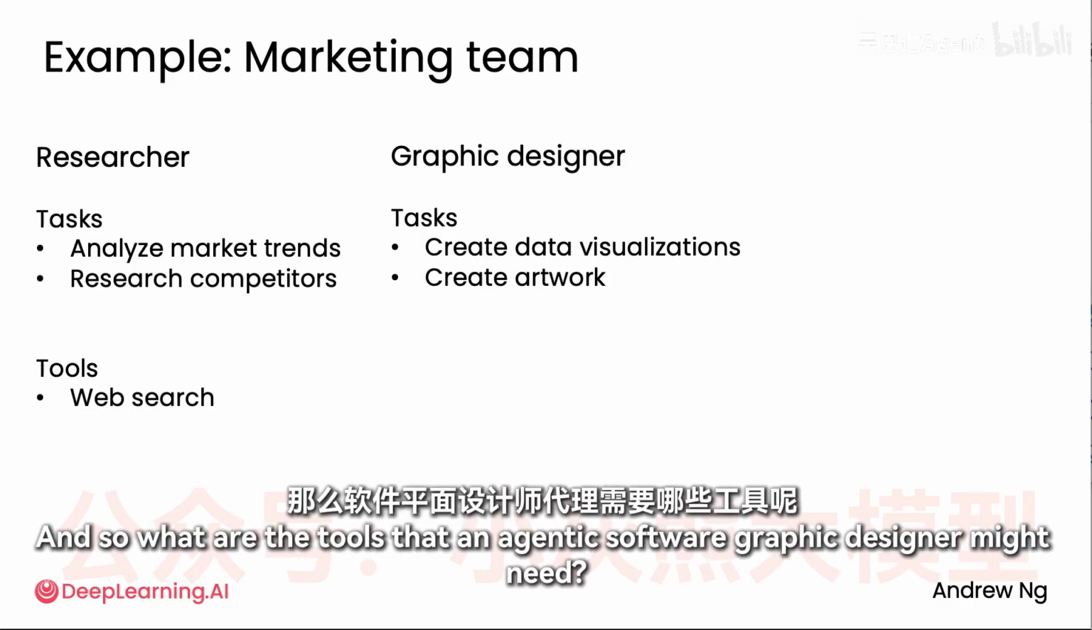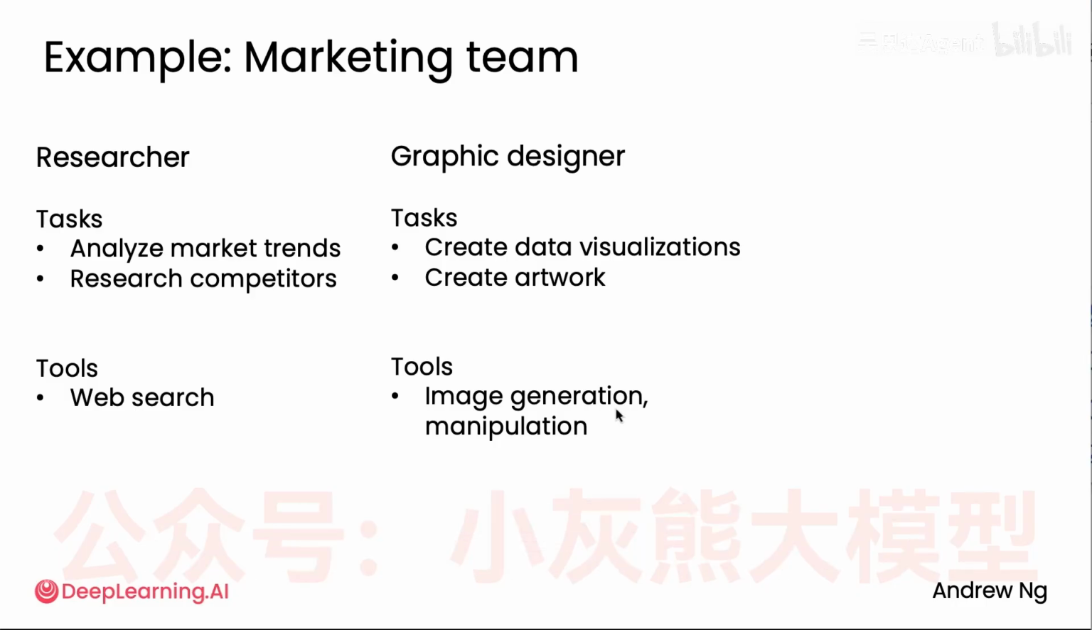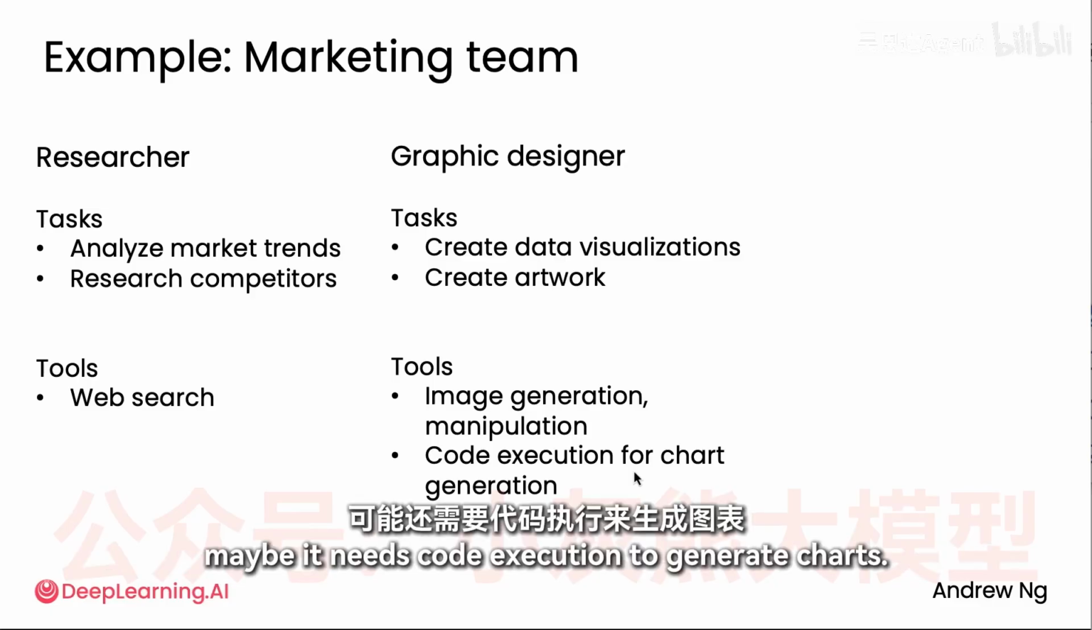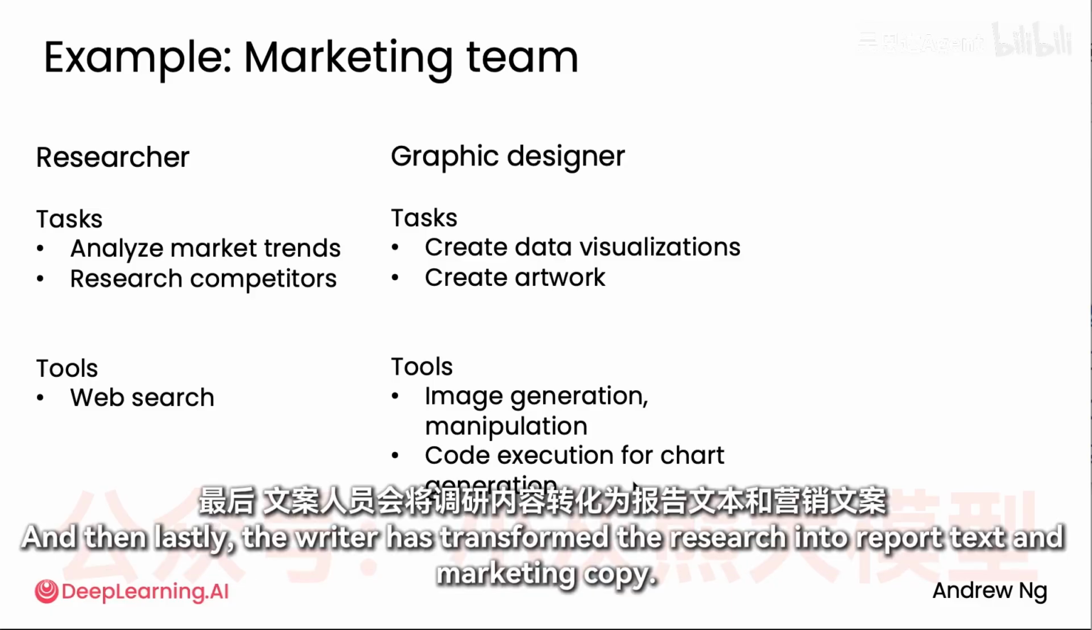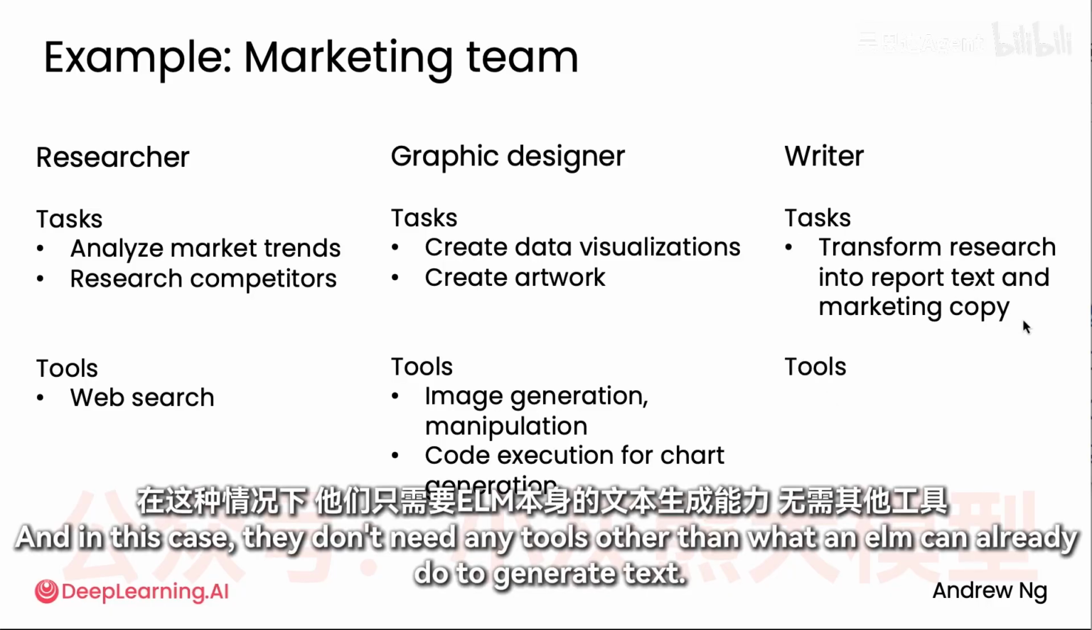Or for a graphic designer agent, they might be tasked with creating visualizations and artwork. And so what are the tools that an agentic software graphic designer might need? Well, they may need image generation and manipulation APIs, or maybe similar to what you saw with the coffee machine example, maybe it needs code execution to generate charts. And then lastly, the writer transforms the research into report text and marketing copy. And in this case, they don't need any tools other than what an LLM can already do to generate text.